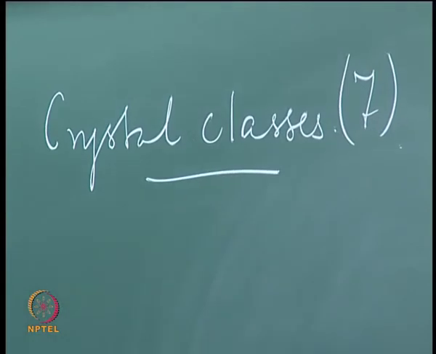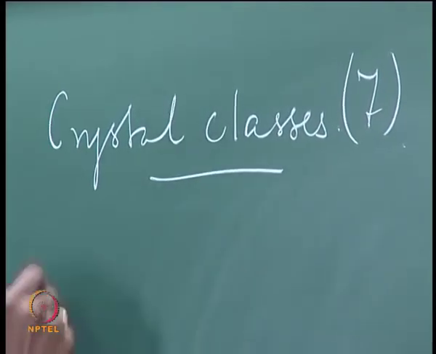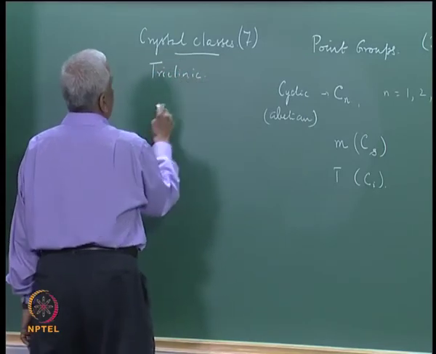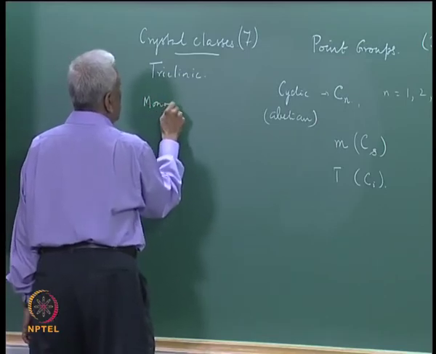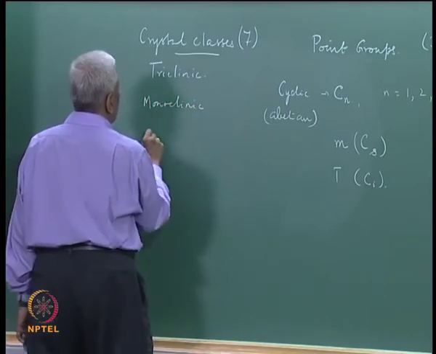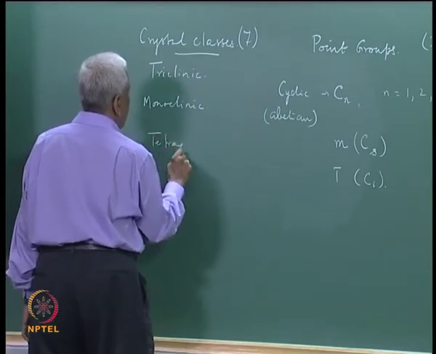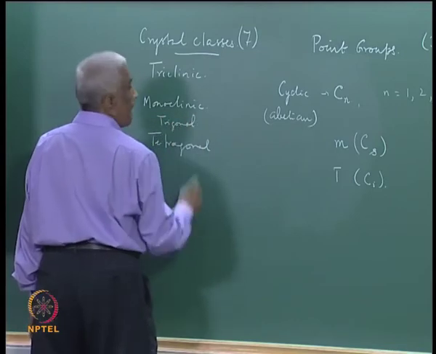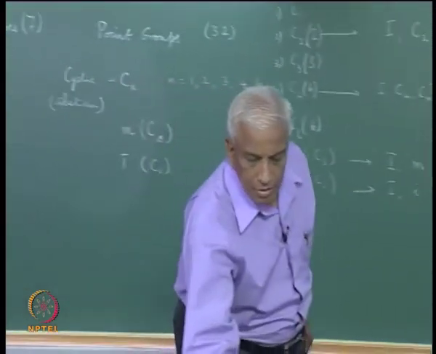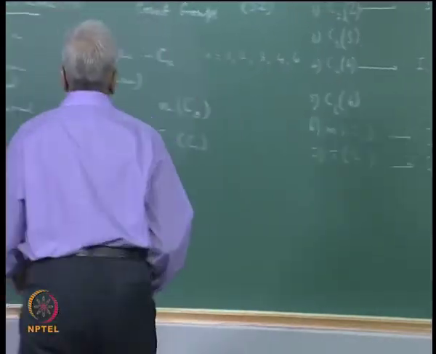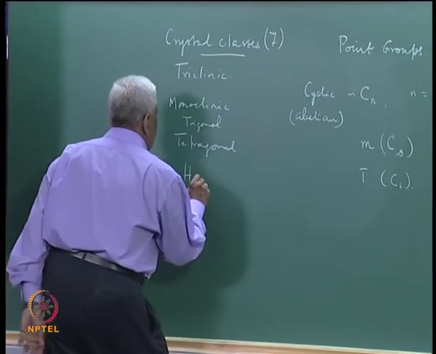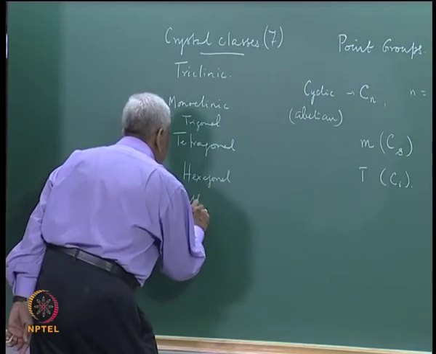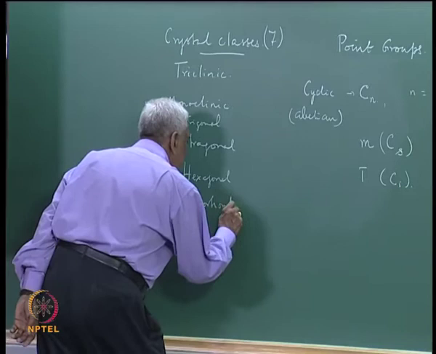They are best understood by simply enumerating them in order of ascending symmetry: triclinic, monoclinic, tetragonal, well, trigonal, and then you have hexagonal, orthorhombic, and cubic.